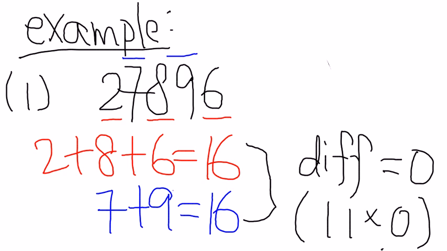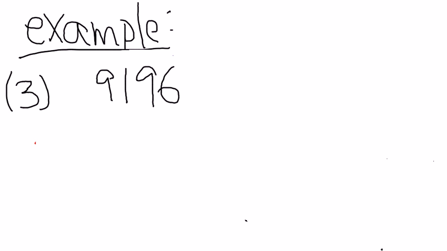And now it means that the given number 27,896 is also a multiple of 11. So that's the end of this example. You can try to see a little bit more examples here as follows. You're given the number 9,196.